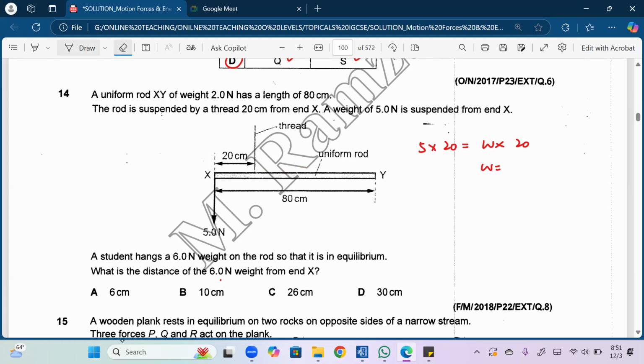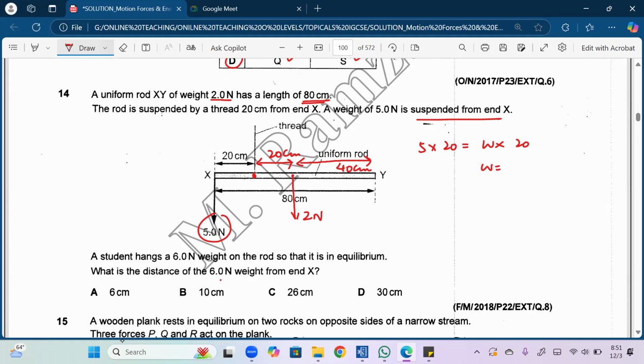Just one second. In the question, he's saying we have 2 Newton weight, which is acting here. This is 2 Newton load acting here, has a length of 80 centimeters. So this would be 20 from the pivot and the rest 40 till the end. So this is 20 centimeters. A weight of 5 Newton is added already.